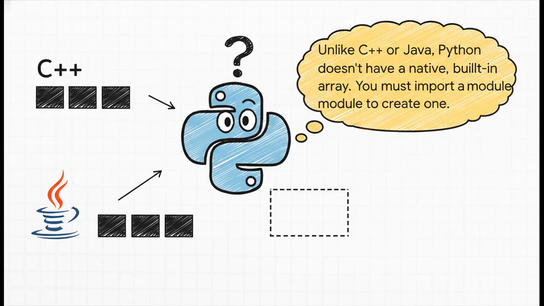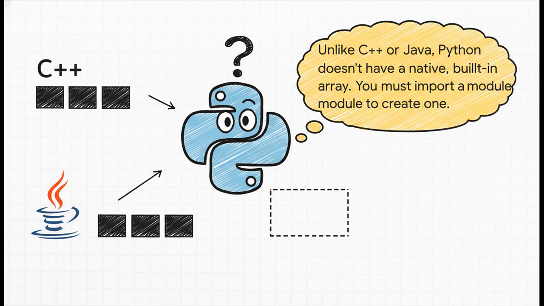Okay, so here's the first big curveball. Python, out of the box, doesn't really have a true built-in array like C++ or Java. Now, I know what you're thinking, wait, what about lists? And look, that's a totally fair question. Python lists are amazing and super flexible, but they aren't true arrays. They don't guarantee that all your data is stored next to each other in memory, which can be a massive performance hit, especially when you're crunching a lot of numbers.